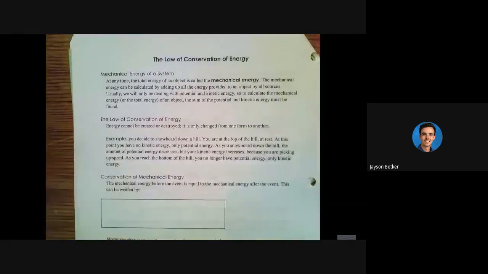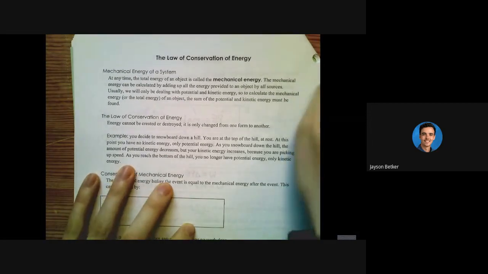There we go. Okay, so the law of conservation of energy. We talk about something in this class called mechanical energy. Whenever I mention mechanical energy, what I mean by that is the total energy of an object. It doesn't necessarily have to be specifically kinetic energy or gravitational potential energy. It is the total energy, all of the energies acting on an object or stored within an object at a given time.